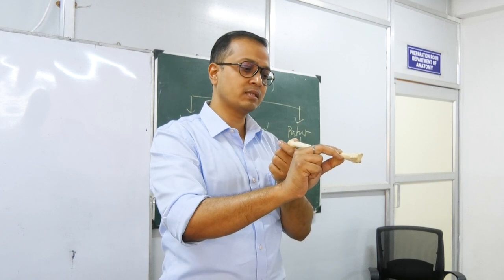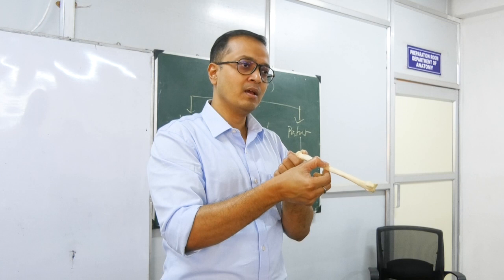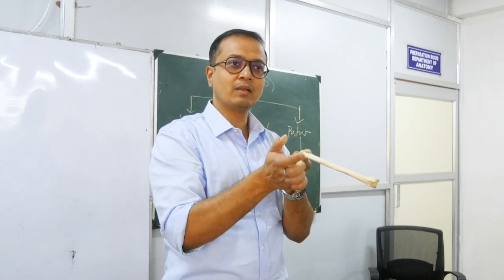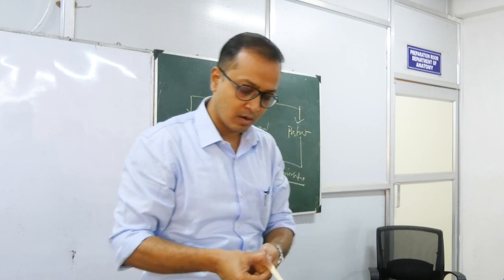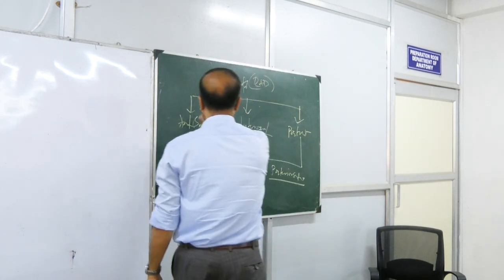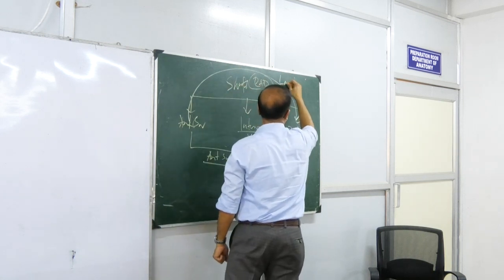So this is how we identify these borders, and then we are left with this border, which is lying on the opposite side, on the lateral side. This will be the lateral surface. Between the anterior border and the posterior border, we have the lateral surface.